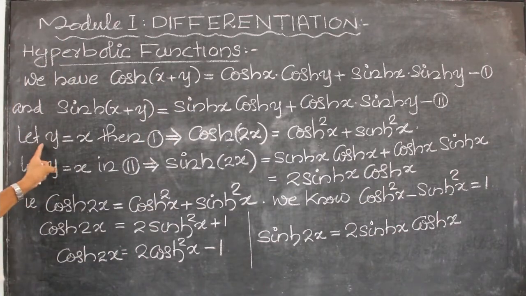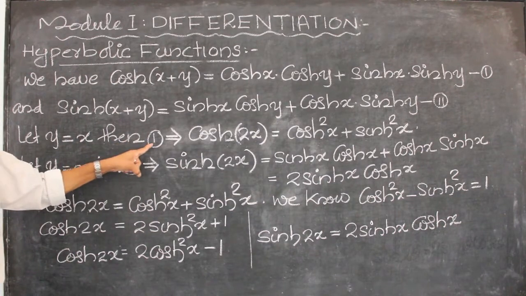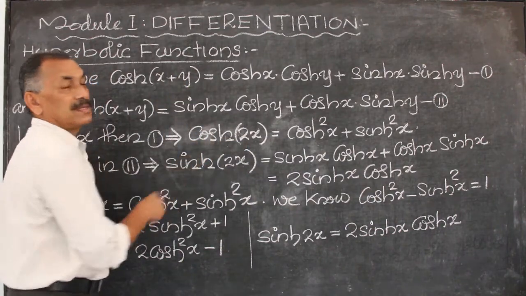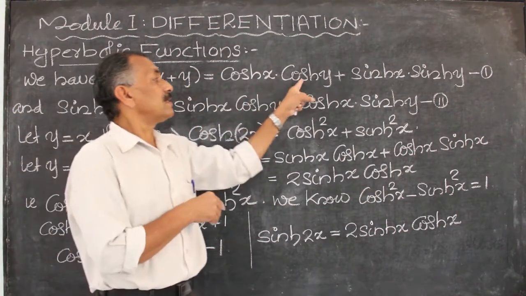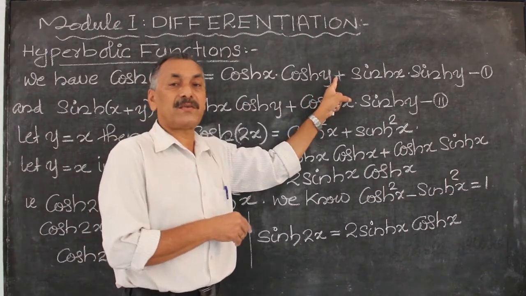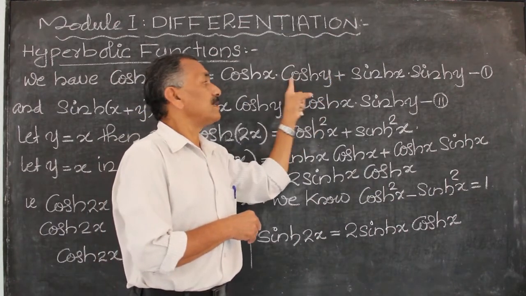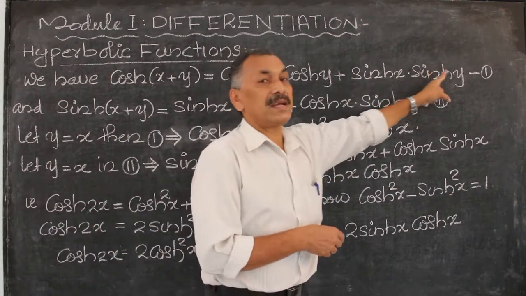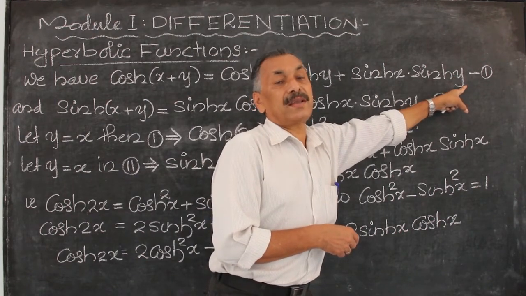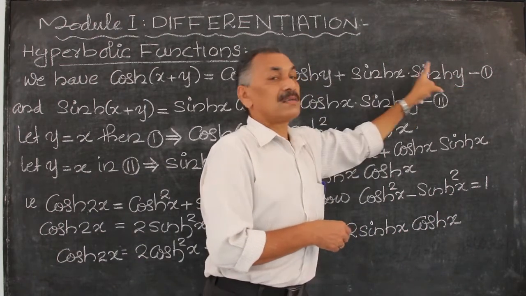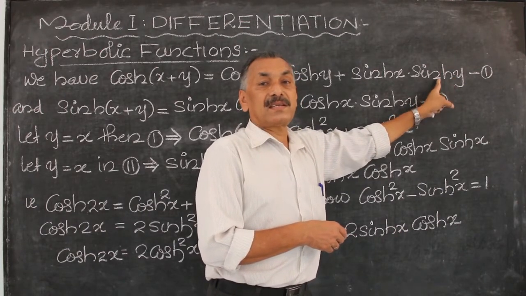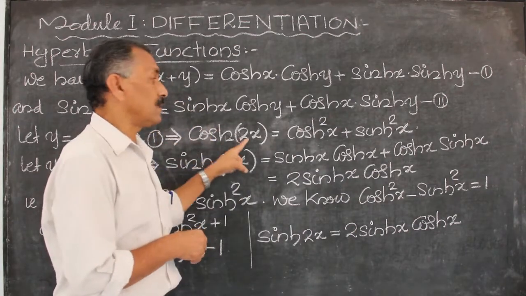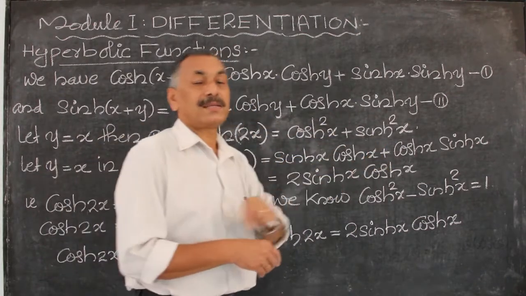Let y be equal to x in result 1. Then cosh(x+x), cosh 2x, is equal to cosh x into cosh x, cosh²x, plus sinh x into sinh x, which is sinh²x. So cosh 2x is equal to cosh²x plus sinh²x.